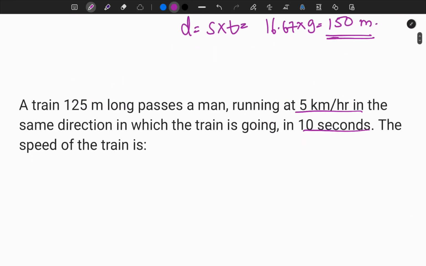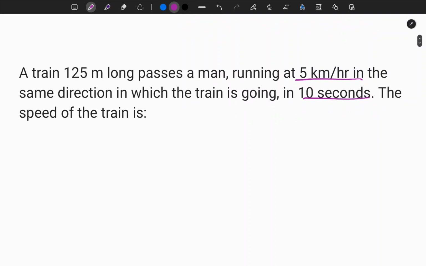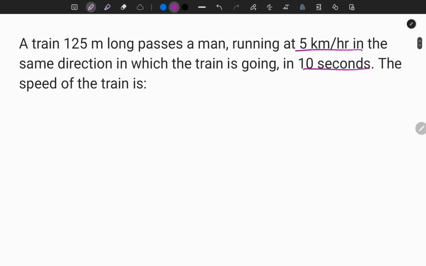A train 125 meters long passes a man running at 5 kilometers per hour in the same direction in which the train is going in 10 seconds. The speed of the train is, so the concept of relative velocity also comes into the picture here. Because the man is running in the same direction, the speed of the train will obviously have to be more than if he was still. So we are just going to consider the case where the man is standing still and the train is just passing.